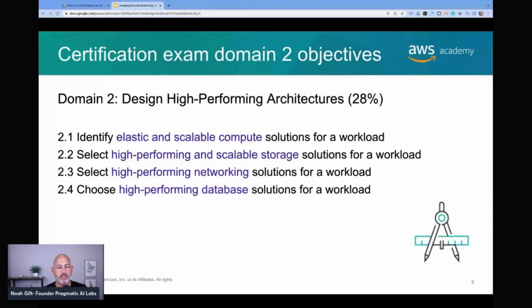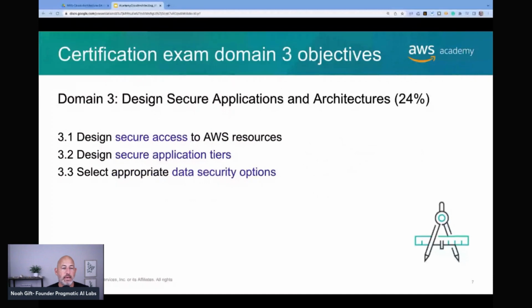Now, domain two is another big section of the exam, about 28%. So between these two domains, this is close to 60% of the exam. It is designing high-performance architectures, and this includes identifying elastic and scalable compute solutions for a workload, designing high-performance and scalable storage solutions for a workload, selecting high-performance network solutions for a workload, and also choosing high-performance database solutions for a workload.